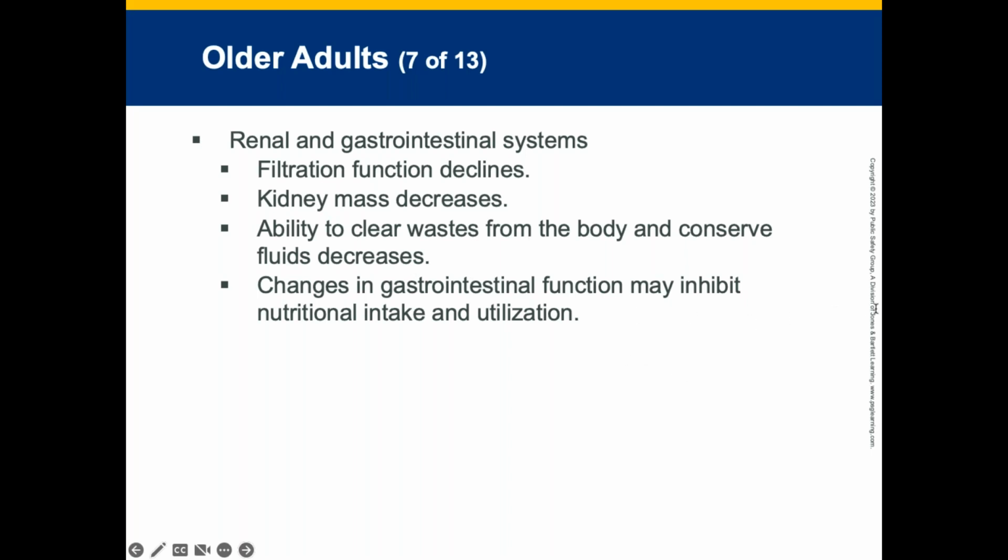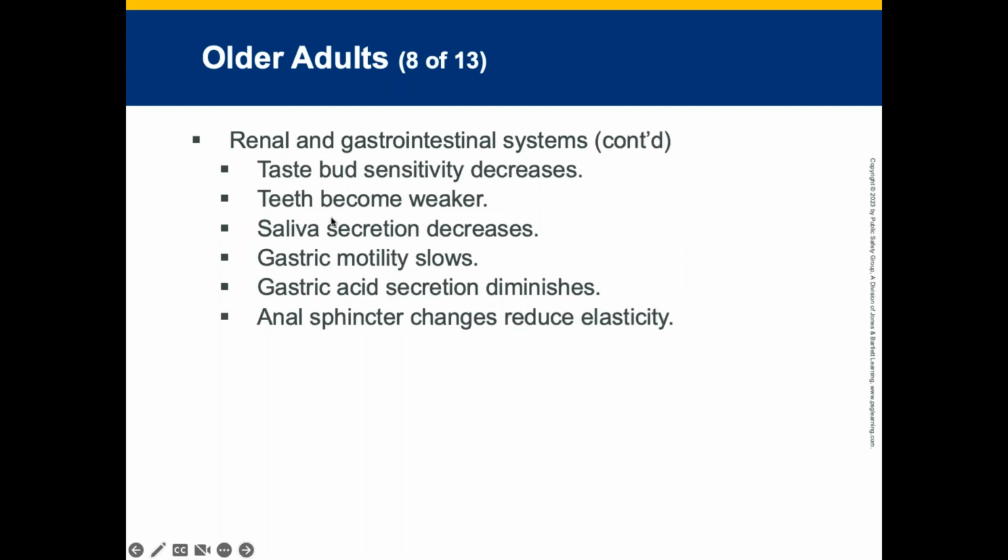Changes in gastrointestinal function may inhibit nutritional intake and utilization, resulting in a vitamin or mineral deficiency as well. There is a decreased ability to clear waste from the body and conserve fluids when needed. The kidney mass decreases 20% over the same span as well. So there are a lot of different changes that happen as you get older.